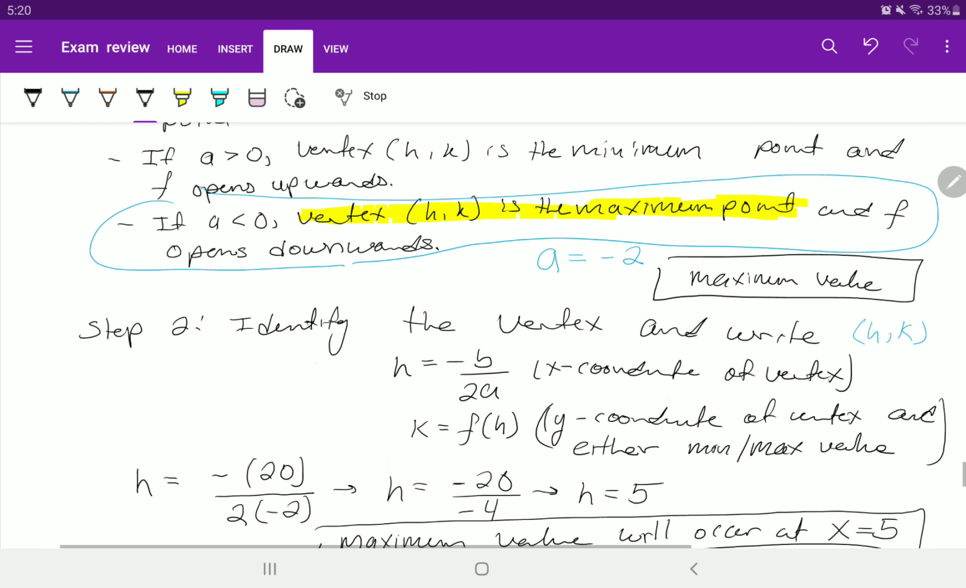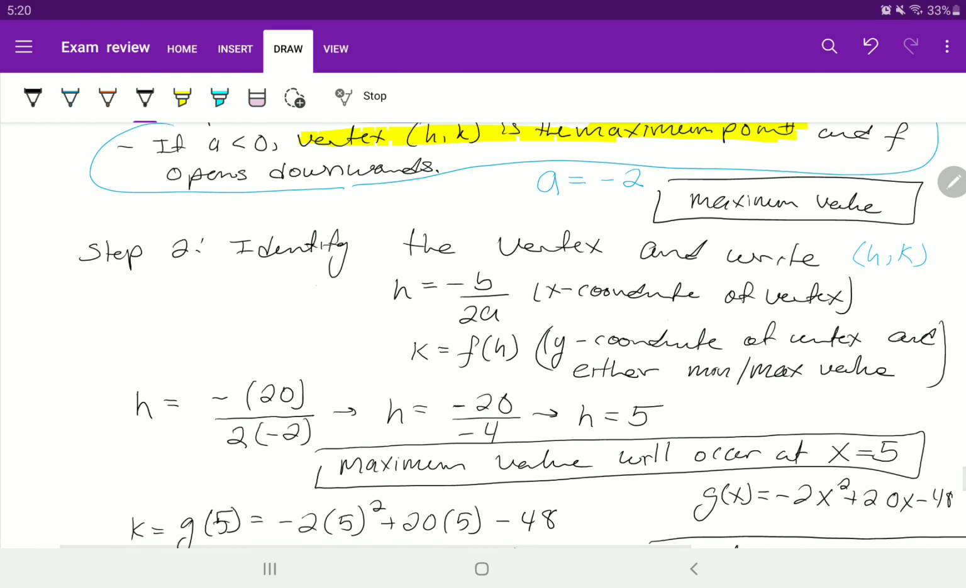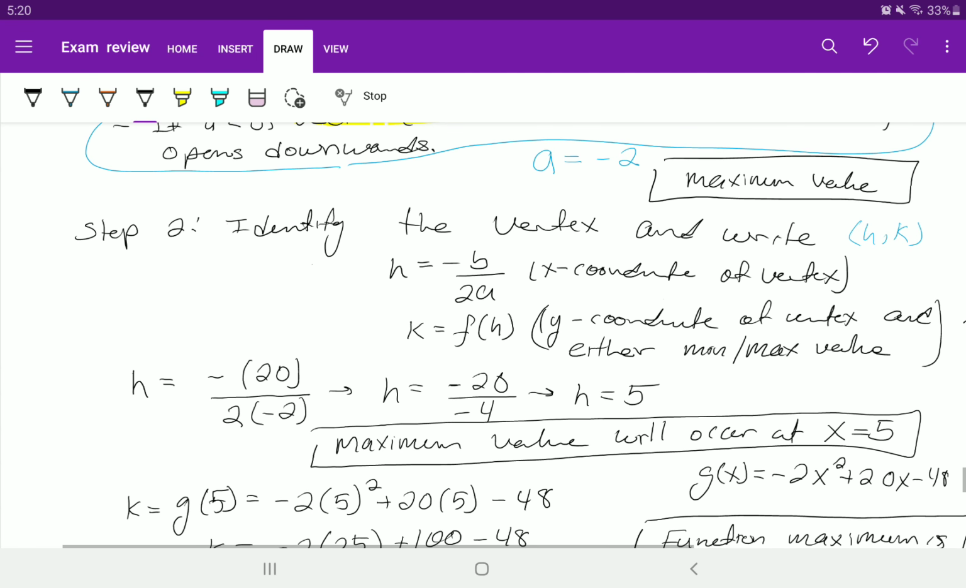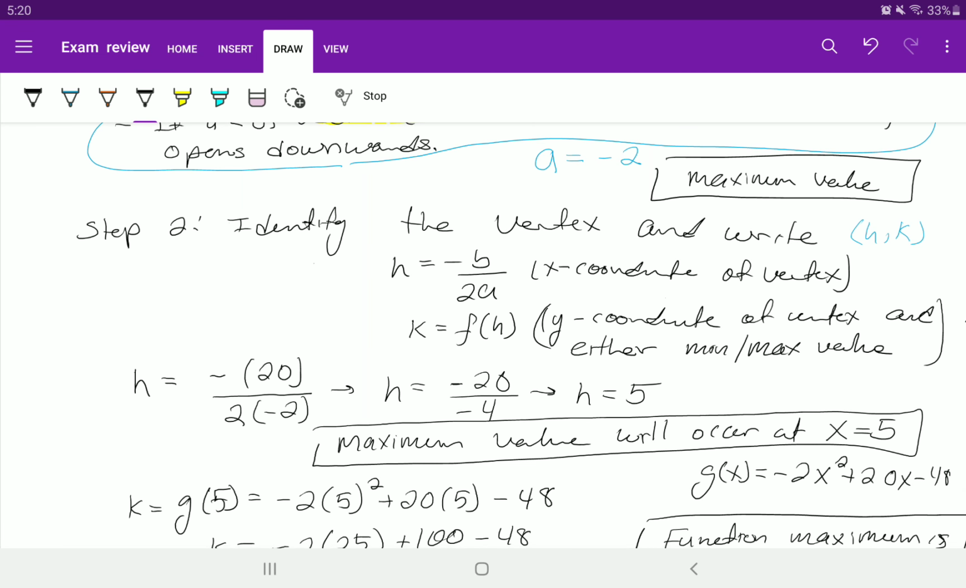Then it asks you where will the maximum value occur? X equals what? Well, in this case, the maximum value will occur at the h coordinate of the vertex. Remember, the h coordinate of the vertex is the x coordinate when you graph. H equals negative b over 2a. Take the b and the a from the quadratic function in its general form and plug it into that formula, as I did here. In this case, h is 5. So the maximum value will occur when x equals 5.